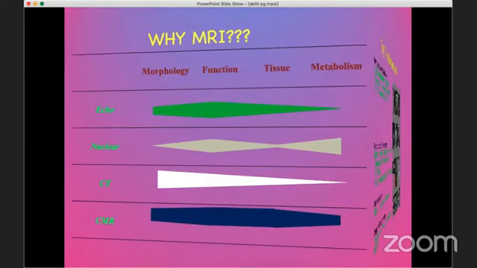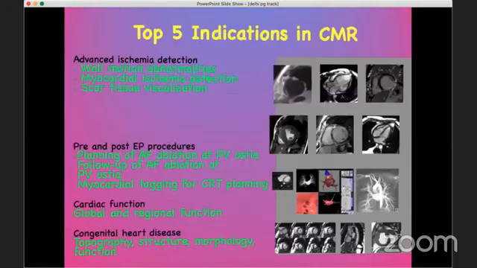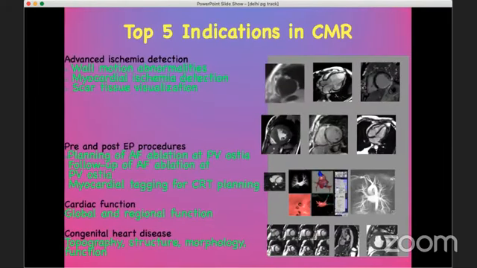Now, among the top 5 indications in CMR, the first indication, obviously, because we have a load of disease, is advanced ischemia detection. So we look at wall motion, we look at ischemia either via dobutamine or adenosine, and we look at scar tissue visualization.